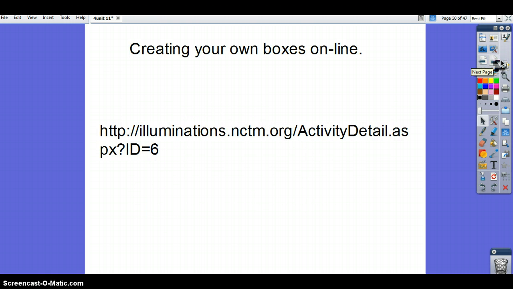Create your own boxes online by clicking on the following website. Please do not take more than 3 to 4 minutes to do this, and then get back into your flip chart.